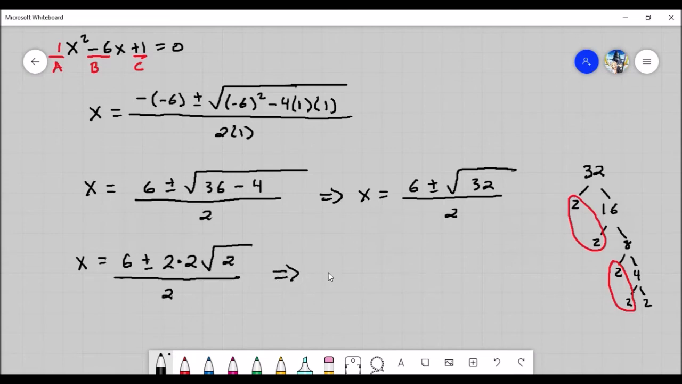If I look at the denominator, that is a 2. And that can be divided into the 6 and one of those 2's. So in doing so, I will have x is equal to 3 plus or minus 2 square root 2. So these are my two solutions. X is equal to 3 plus 2 square root of 2 and 3 minus 2 square root of 2, excuse me.